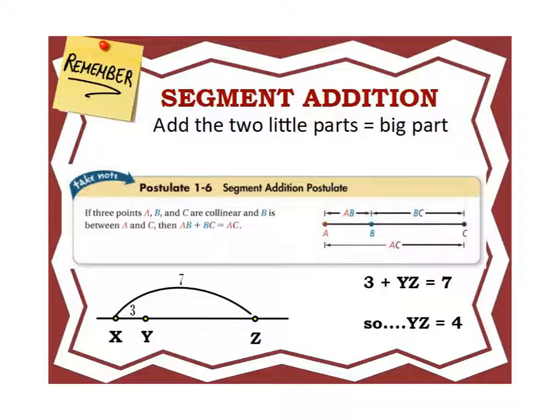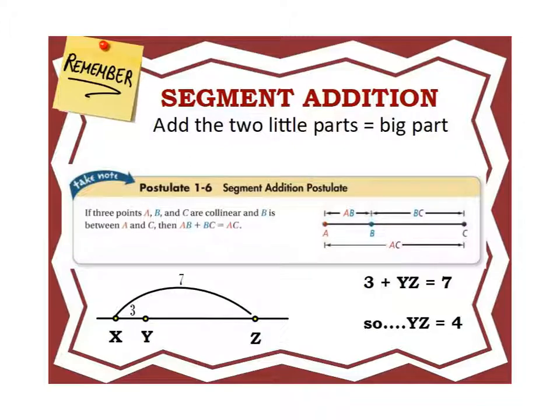Now, that's that concept of segment addition. This is a postulate that we use a whole bunch in this course. It's called the segment addition postulate, and it ultimately just says that if you add the 2 little segments, it's always going to equal the big segment. Add the 2 little parts, it equals the big part.